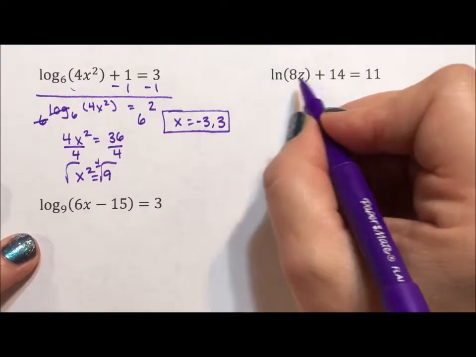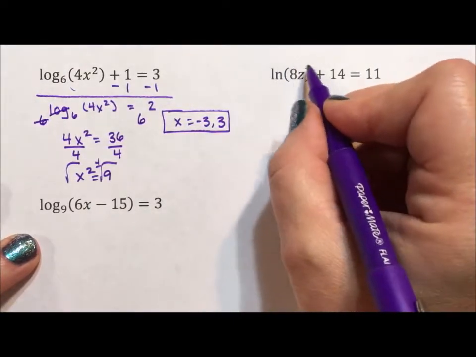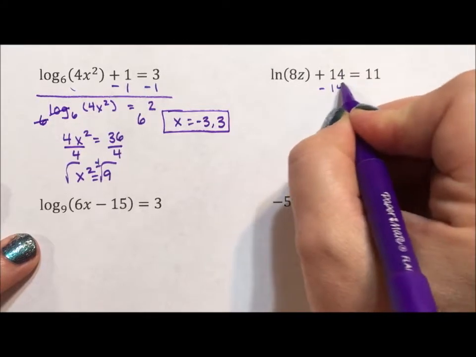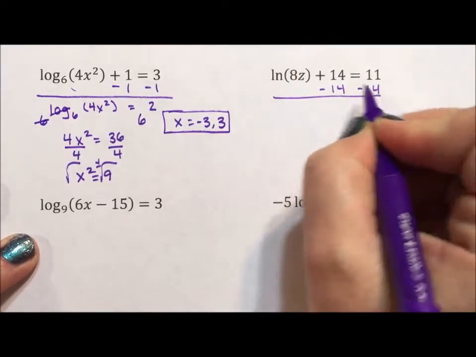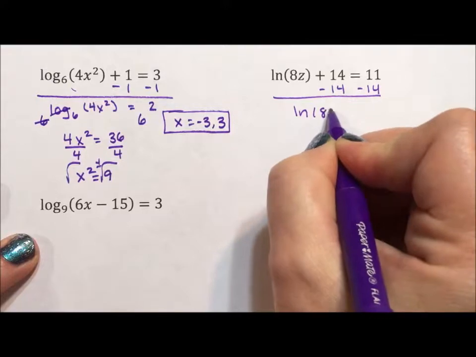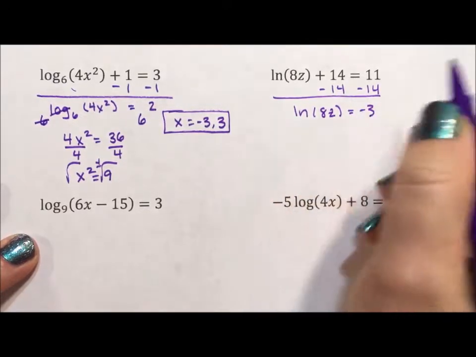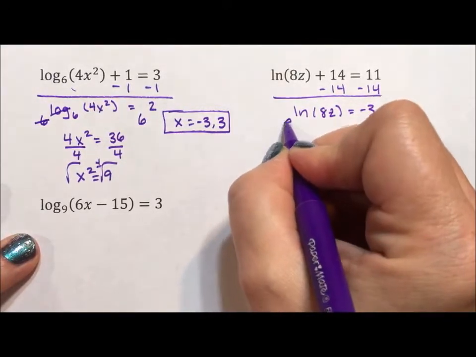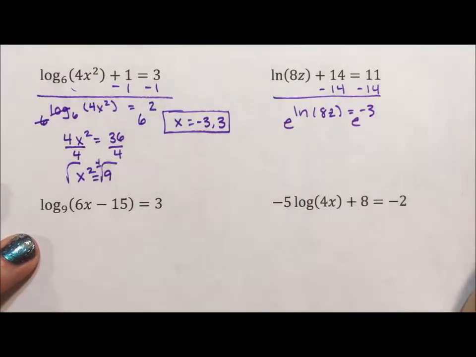Again, the first step is to get the log alone. So I'm going to subtract 14 from both sides so that I have natural log of 8z equals -3. The inverse of natural log is e, so I make both sides exponents of e.